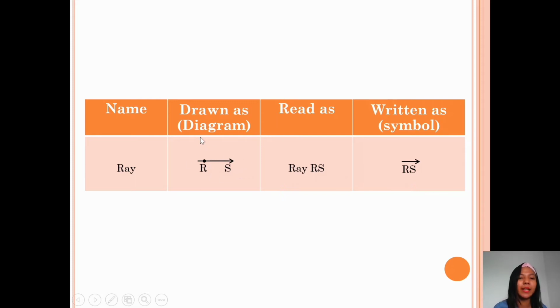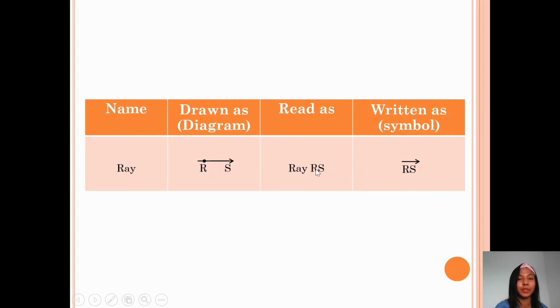So this diagram is read as ray RS. Everybody, can you read this diagram? Ray RS. The first letter that you are going to write is where the end point is. In this example, the end point is here, so it's the R.